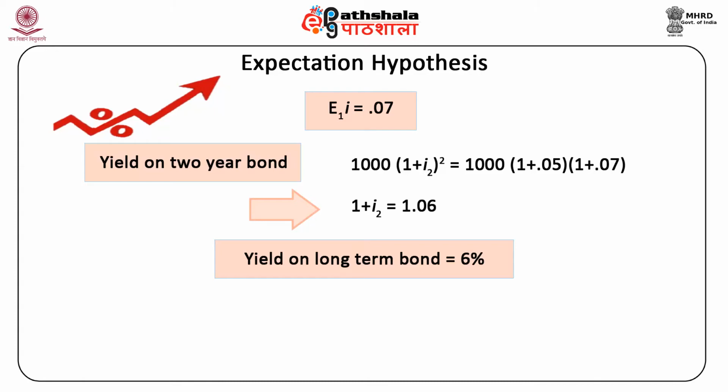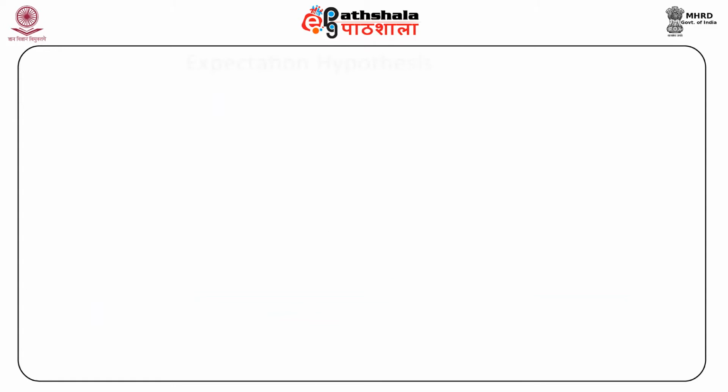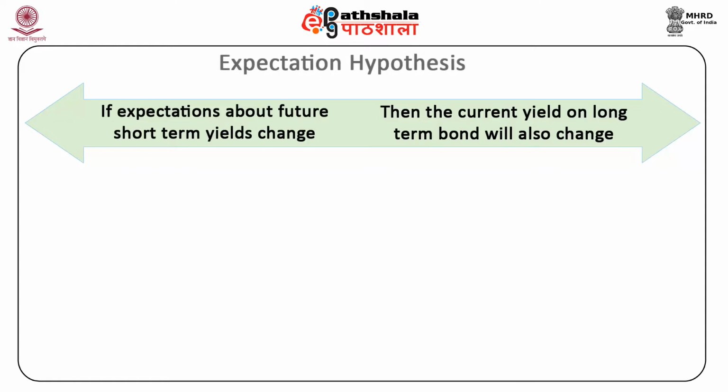At this rate, investors can exactly earn the same return from both investments, which is VS is equal to VL is equal to 1123.5. This analysis reveals that according to expectation hypothesis, long-term yield is determined by expectations about short-term yields. The current yield on long-term bond will change if expectations about future short-term yields change.